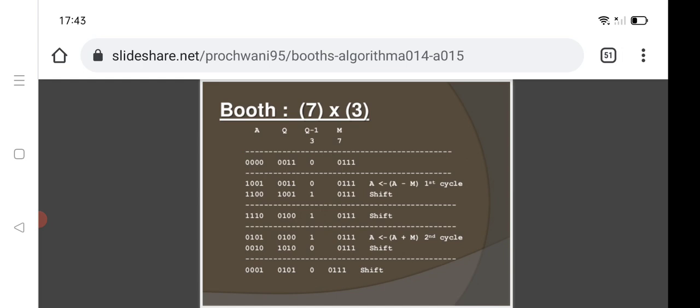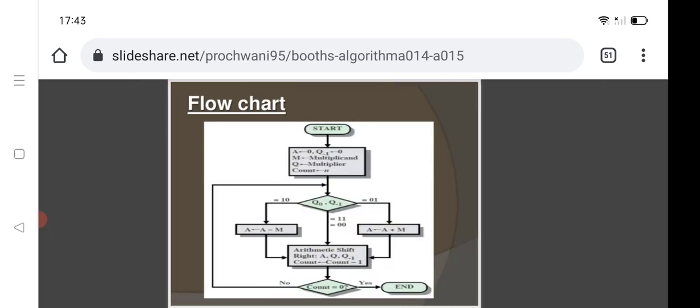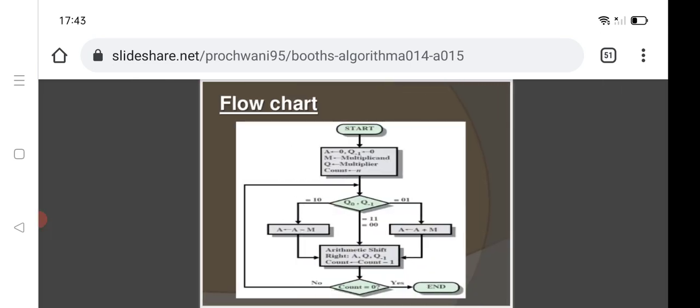If I perform A minus M, my A value will become 1, 0, 0, 1. Your Q value, that is nothing but your multiplier, will remain as it is, your Q minus 1 value will also remain as it is, and your multiplicand value will remain as it is. Only the A value will be changing. Next, after doing this, what do I need to do? After doing A is equal to A minus M, I need to perform the arithmetic shift right operation on A, Q and Q minus 1.